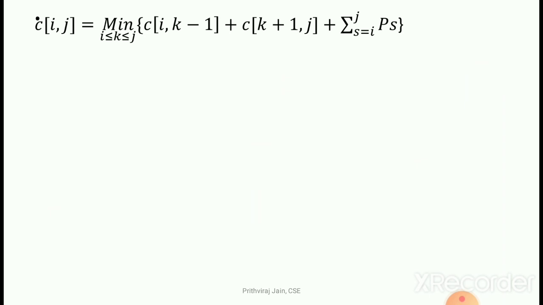Now we have to remember this formula. This is the formula to find the C of i,j value, and while calculating we have to make one table, and in that table each time we are going to insert values, which are calculated using this formula: C of i comma j is equal to the minimum over k values that range from i to j, of C of i comma k minus 1 plus C of k plus 1 comma j, plus the summation s equals i to j of p s. So the minimum of these values will be taken for C of i comma j.